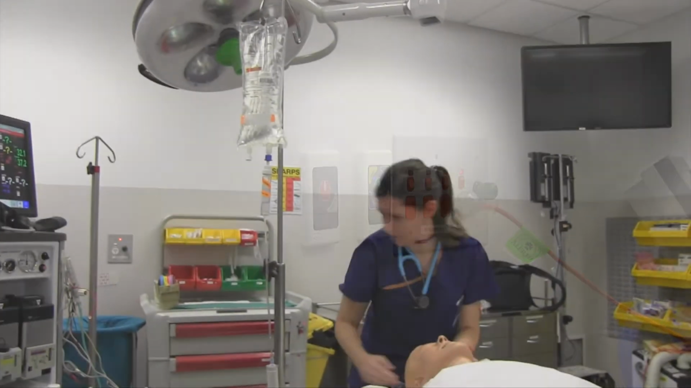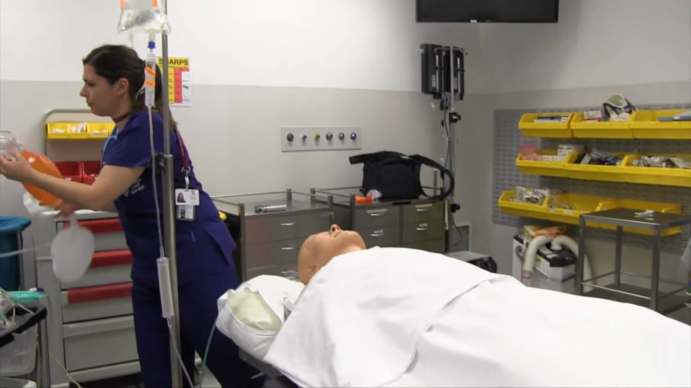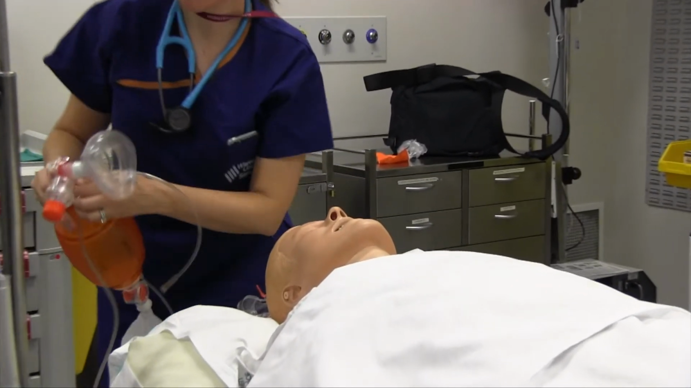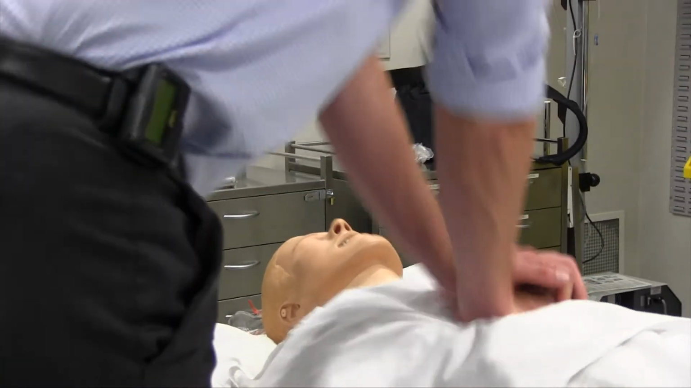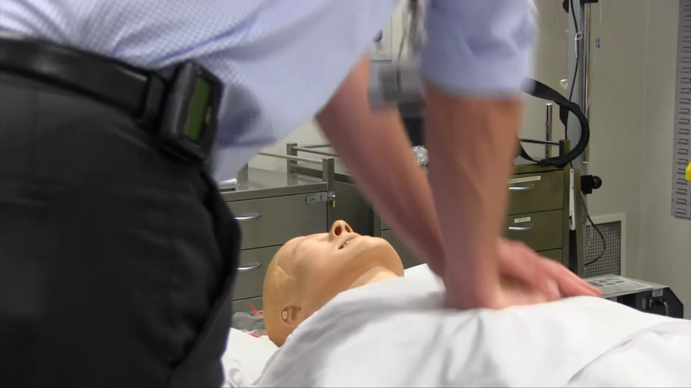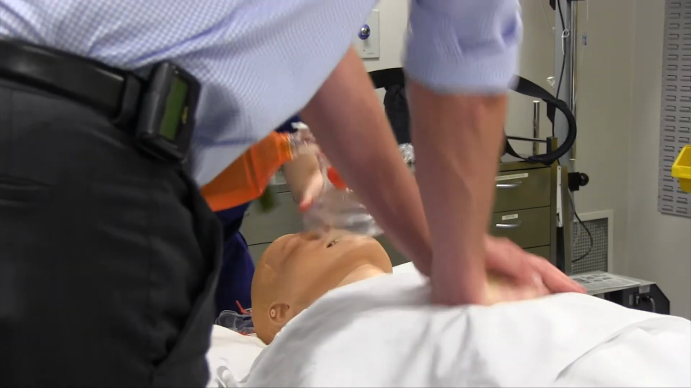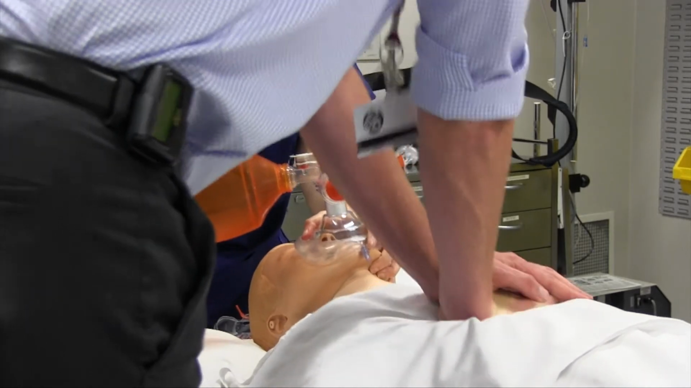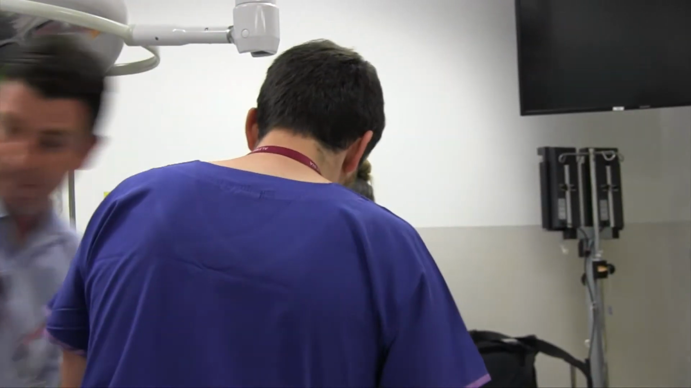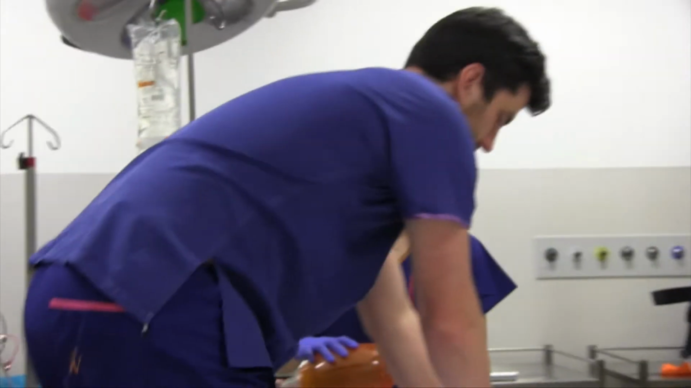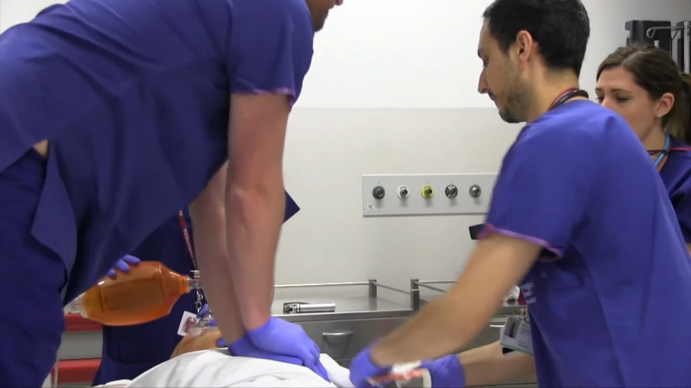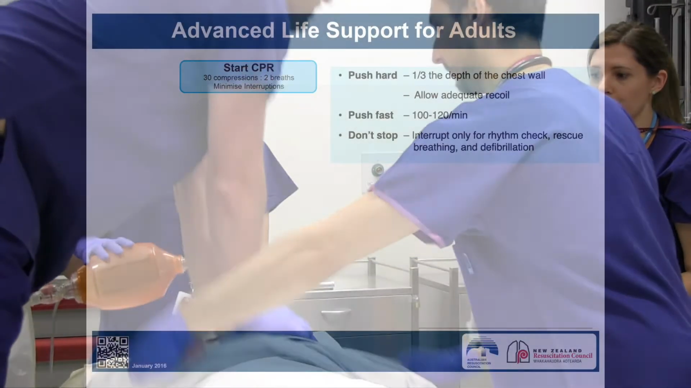CPR is the combination of chest compressions and rescue breathing. The aim of CPR is to maintain enough circulation to preserve cerebral blood flow until specialised treatment is available. Compressions should be delivered to the lower third of the sternum at a rate of 100 to 120 compressions per minute. Rescuers should minimise interruptions to compressions and push hard, aiming to compress 1/3 of the depth of the chest with each compression and allow for full recoil of the chest wall between compressions.